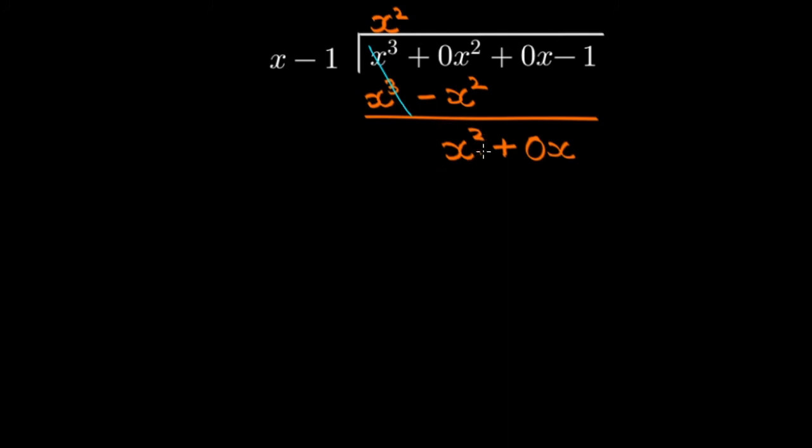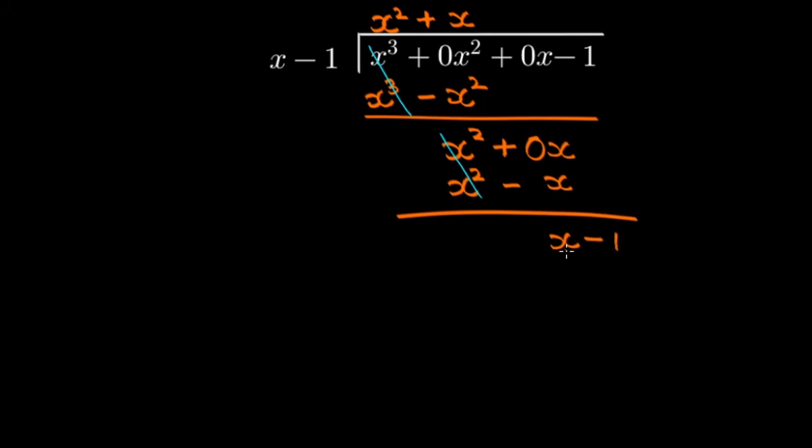And now we just repeat. So x squared divided by x is plus x, and x multiplied by x minus 1 is x squared minus x. So now we subtract these two rows, and as you can see, the x squared terms are cancelling, and for the x column we have 0x minus negative x, so plus x, and now we can carry down the minus 1.